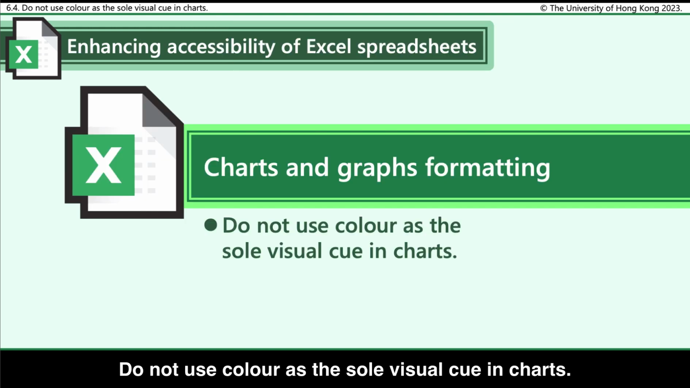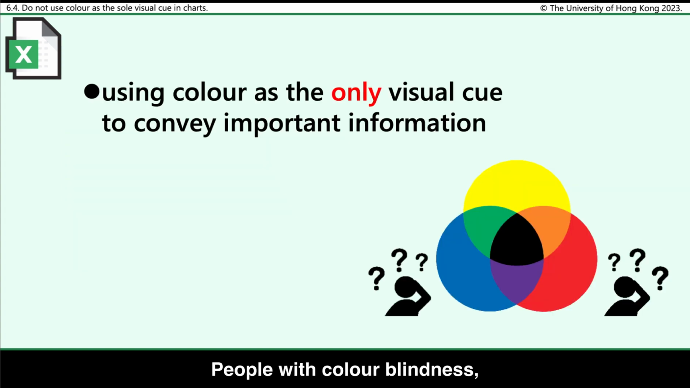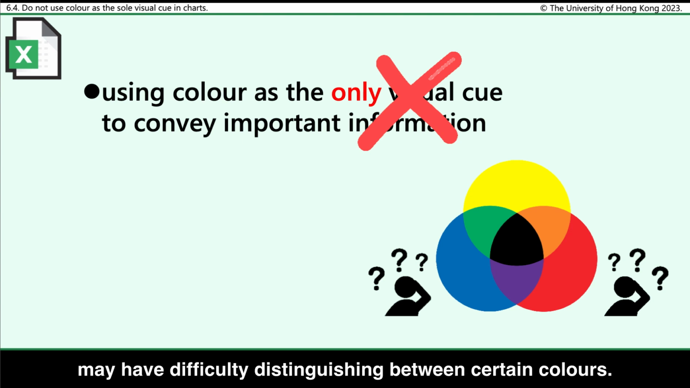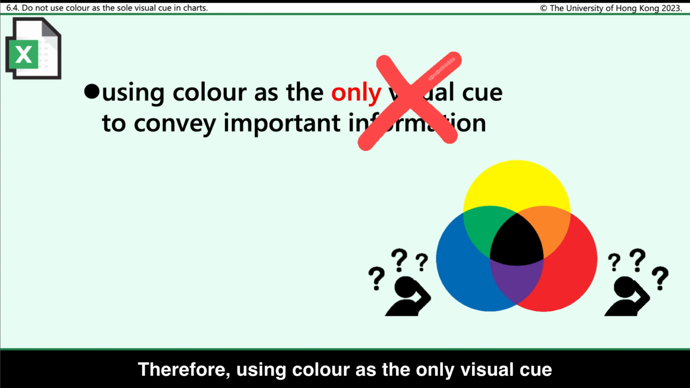Do not use color as the sole visual cue in charts. People with color blindness, low contrast sensitivity, or some visual impairment may have difficulty distinguishing between certain colors. Therefore, using color as the only visual cue to convey important information could hinder understanding of the charts and graphs.